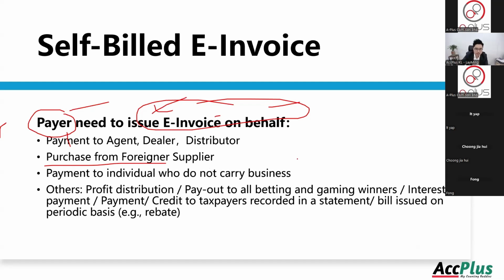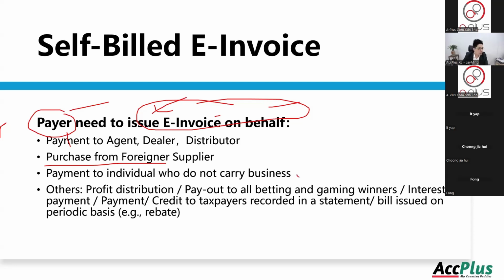If you do not issue the self-bill e-invoice, whatever the expenses, whatever the payments that you incurred, you are not able to prove the expenses. If you are not able to prove the expenses, you are not able to claim the tax deductions. Or even if you have made payments to freelancers, maybe you find someone to help you do accounts, a freelance accountant. The person who helps you do the part-time accounts does not have any SSM, does not carry any business. If you make payments to those freelancers, you also have to raise the self-bill e-invoice.